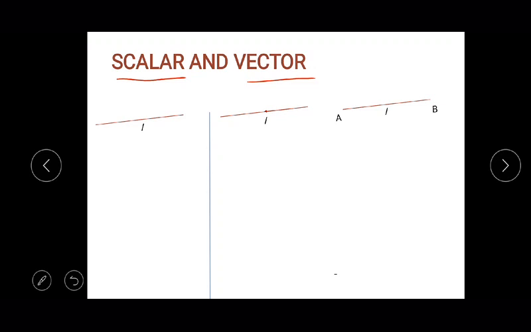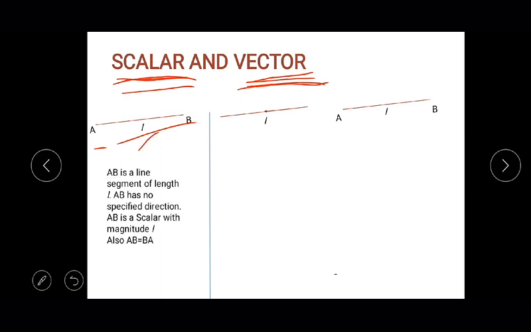Now these measurable quantities are classified into two groups: scalar and vector quantities. What are these scalar quantities and vector quantities? Let us understand them. Here we see a line segment AB, and the length of the line segment AB is L.